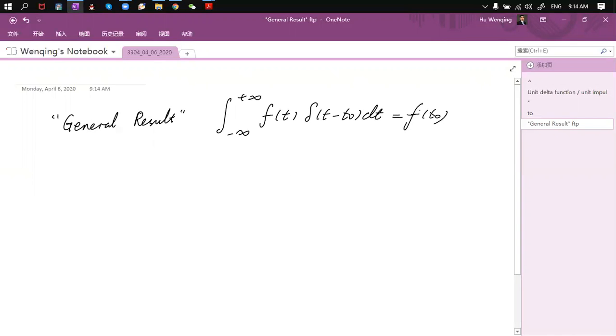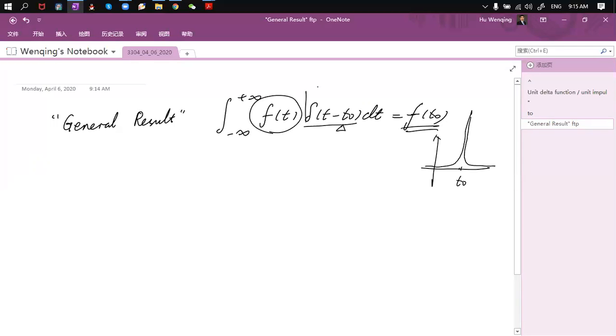How do we understand this result more intuitively? Well, you can understand it very naturally by thinking about how the integral behaves. It's very simple. The delta function is just a function that has an impulse at t0. So the impulse is helping you to read out the value of f at point t0. So that will result in f(t0).